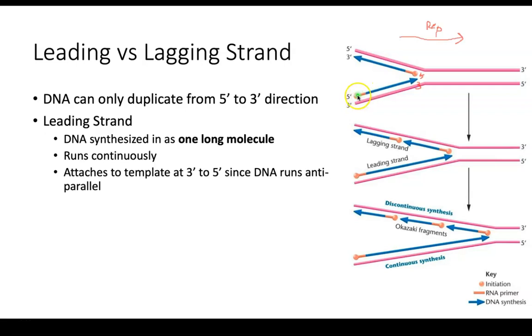You'll put the primer down on the 5' end, and then you will just have your DNA polymerase move along and continue to synthesize one long continuous molecule. So you see, as it continues to replicate, it's going to make one long molecule. So what's on the bottom here, you look at this second diagram, it's on the bottom, no problem. The third diagram, it's on the bottom, no problem. So this is going to be your easiest strand.